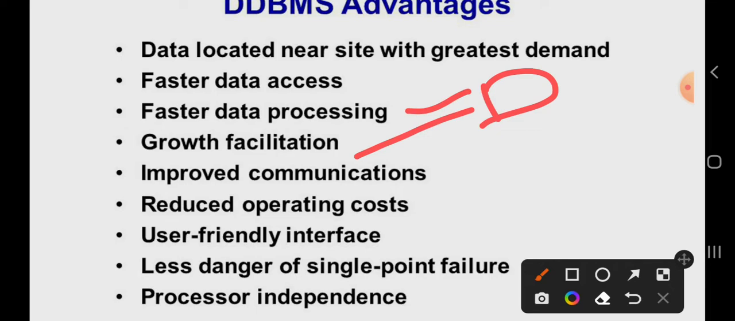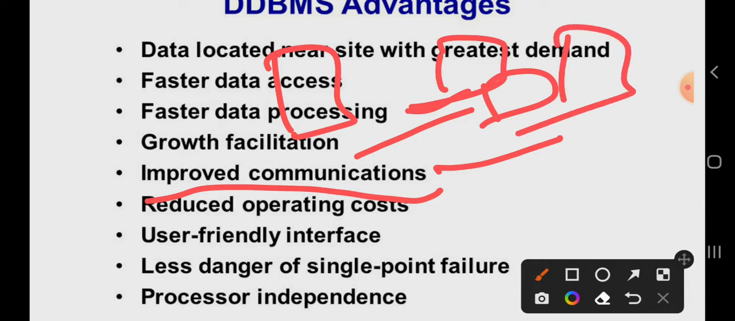As I already told you, growth facilitation will be there, and improved communication. The cost of communication will be lower, and improved communication will happen as we are communicating with a number of systems in a computer network. As usual, we might think that we will have only a single server in the internet services, but it won't happen. We will distribute our actual database across different computers located physically in different locations, but they will work on a single project, sharing the data among the systems. That we could see in this particular slide.